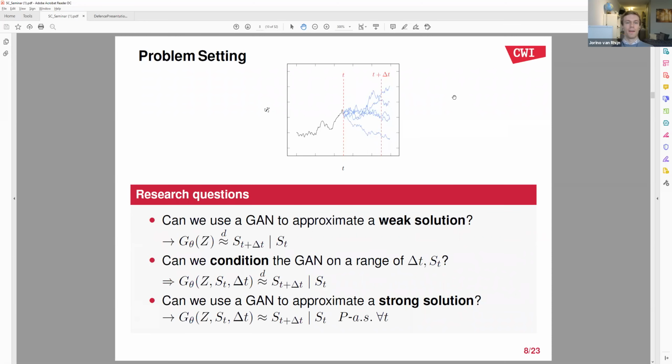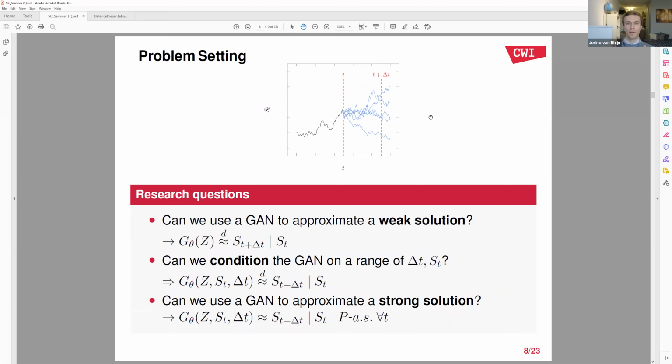And the first thing, so basically I've been looking into three things in my thesis. The first was, can we just fit the distribution? Because that's basically problem number 0, almost. Can a GAN do what it's supposed to do, which is find a distribution at time t plus delta t. But then you would only be able to do that for a certain starting point and a certain delta t.